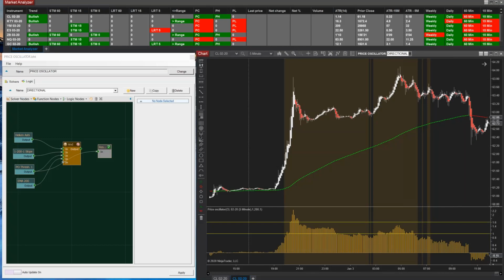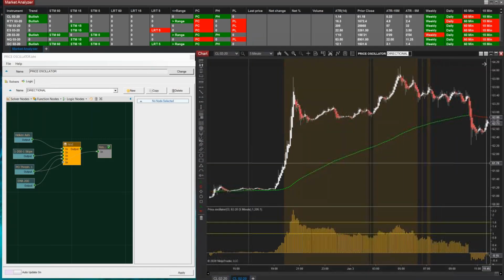I want to take a look at the price oscillator. This is a standard NinjaTrader indicator. I changed the settings to mimic the distance between the last price and the 200 EMA. Then I can capture a threshold of that. As you get outside a certain threshold, it will trigger certain behavior of algorithms. So you can get a directional behavior above a certain threshold.